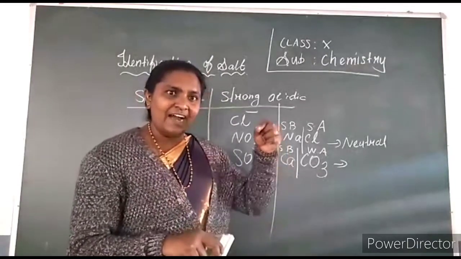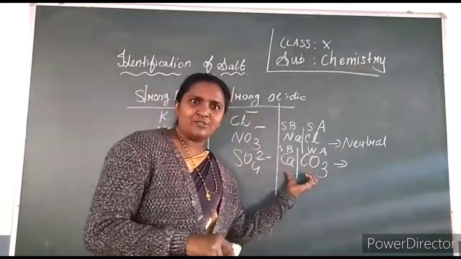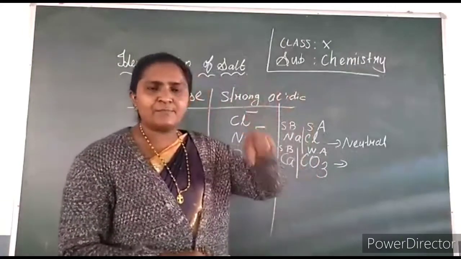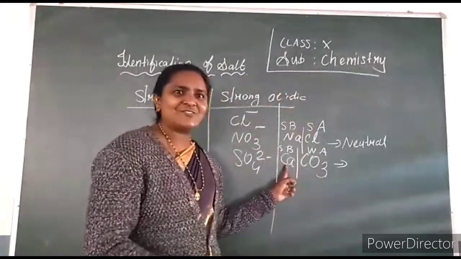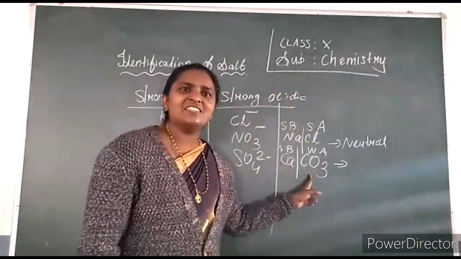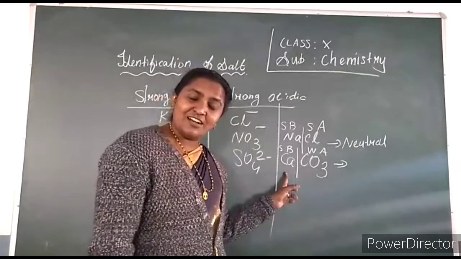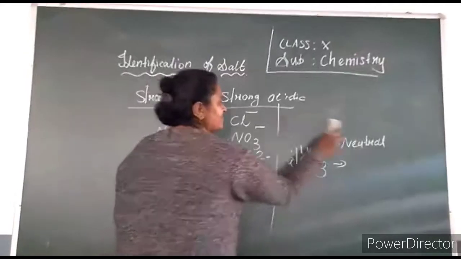How do you know? Add litmus solution to the salt solution, add a little water. So it becomes a solution. To this you add litmus solution. It changes into blue. Why? The radical is a strong base. The acid radical is weak. So the salt is what salt? Basic salt. Understand?